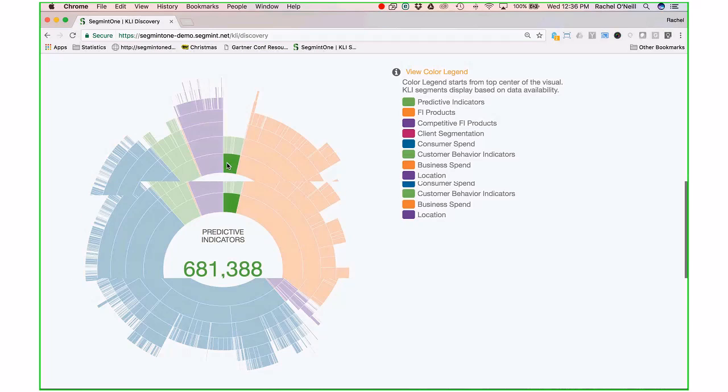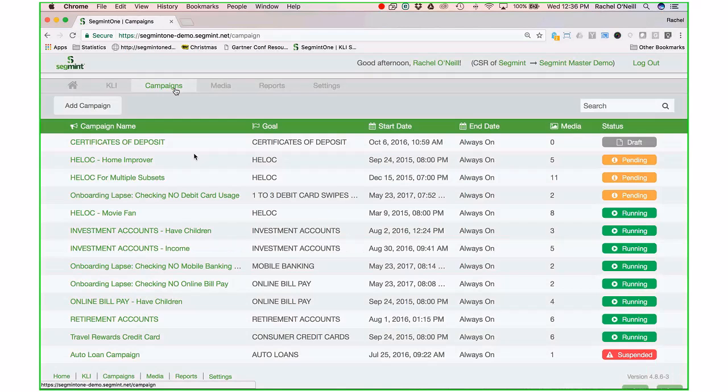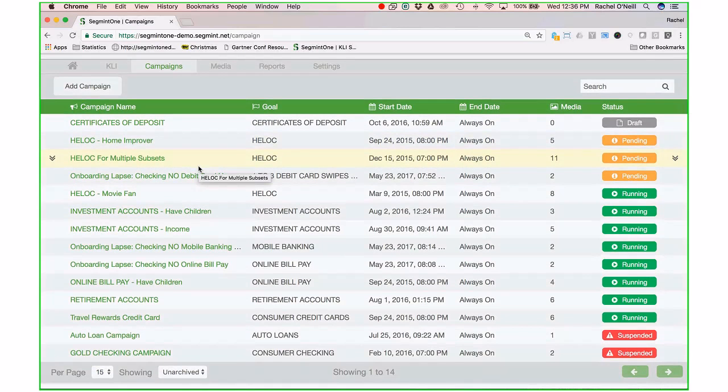So I'm going to go to the campaign portion right now, and what you'll see on your screen is all of the campaigns this particular institution has currently running. On your left, you see the name of the campaign. The second column is the goal of the campaign. So essentially, what is the system going to watch for conversion or attribution reporting? Typically, it's to open that product or service, right?